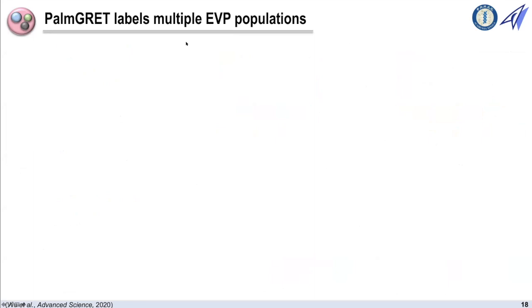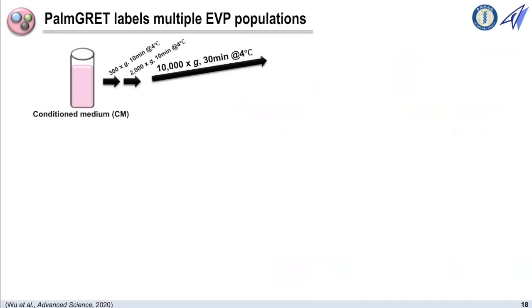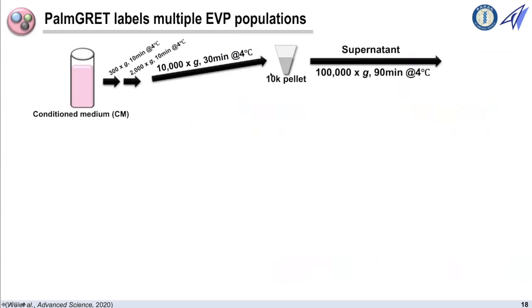Not only that, after going through the small ones, we want to go to bigger ones to see whether our labeling has the ability to label different populations. So we refer to the general protocol for isolating the medium and large vesicles, which uses the 10K pellet technique. After that, we subject the same supernatant to 100K to isolate the small EVs.